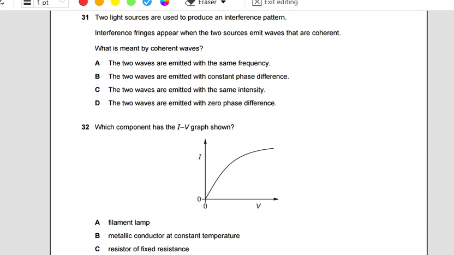So coherent means constant phase difference. It's not zero phase difference or same phase, by the way. This is a common mistake among students. It is only constant phase difference. Okay, and they need not be the same intensity or same frequency.